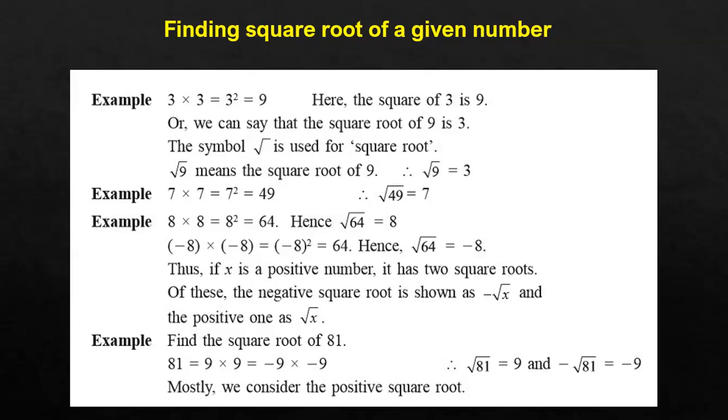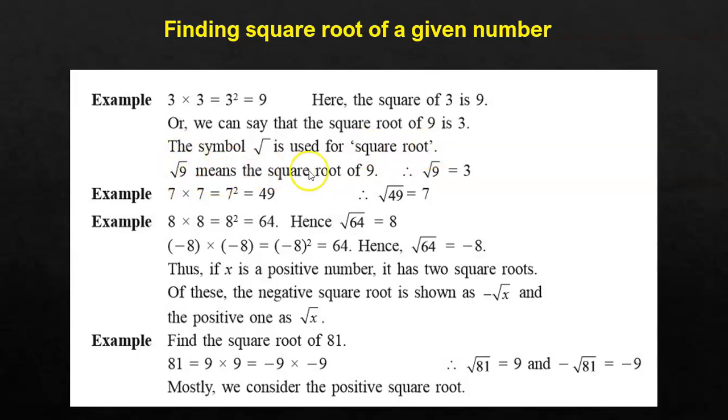Finding square root of a given number. Example: 3 multiplied by 3, which is equal to 3 square, means 9. Here the square of 3 is 9. Or we can say that the square root of 9 is 3. This particular symbol is used for square root.